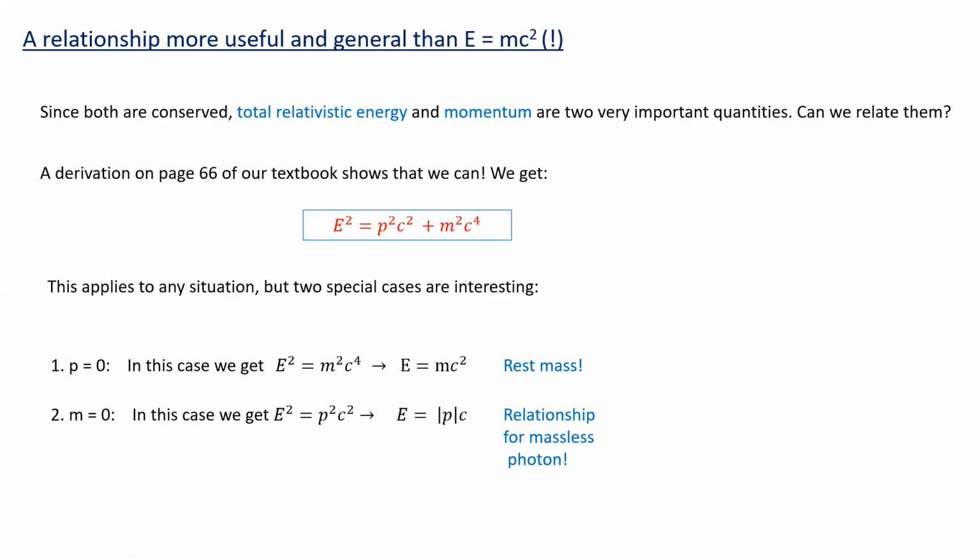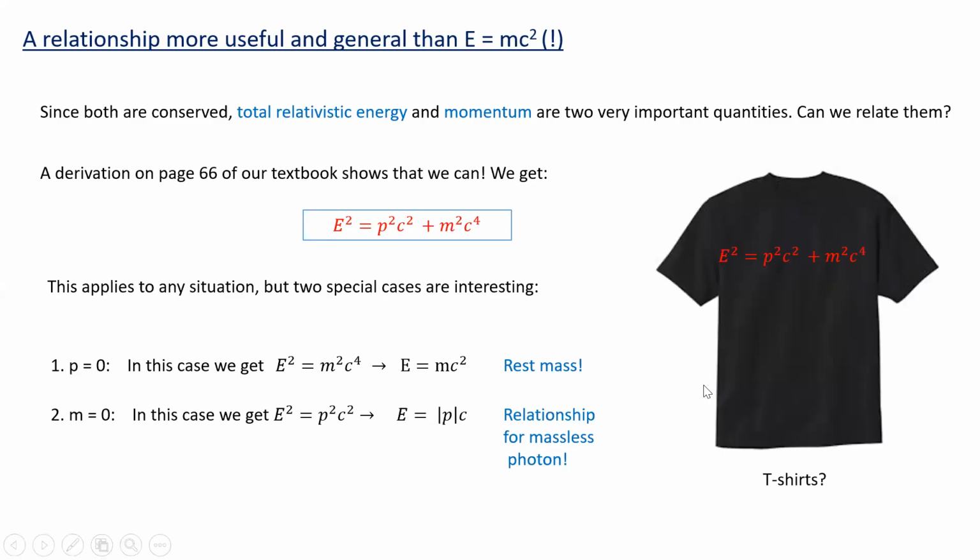So I would argue that maybe instead of E equals Mc squared, we should put on our t-shirts E squared equals P squared c squared plus M squared c to the fourth. So what do you guys think? It doesn't roll off the tongue quite as easily as E equals Mc squared, so I doubt it's going to sell many shirts, but it's something to think about.